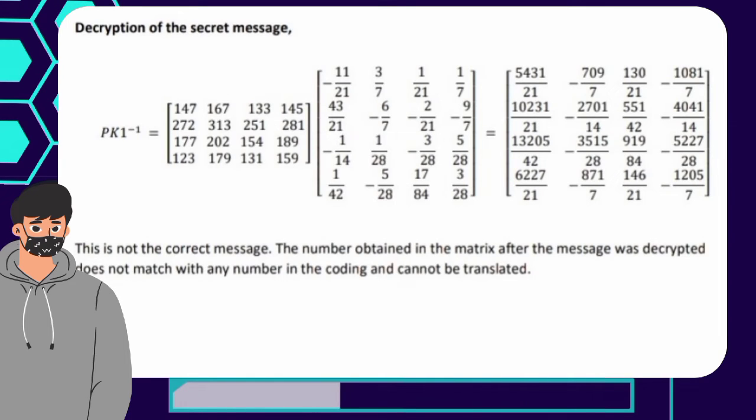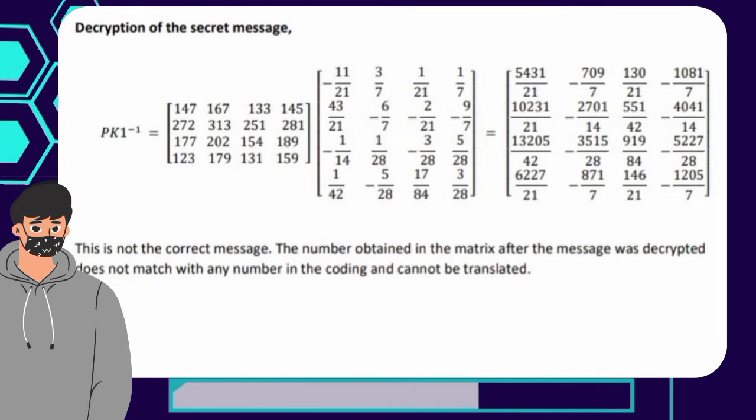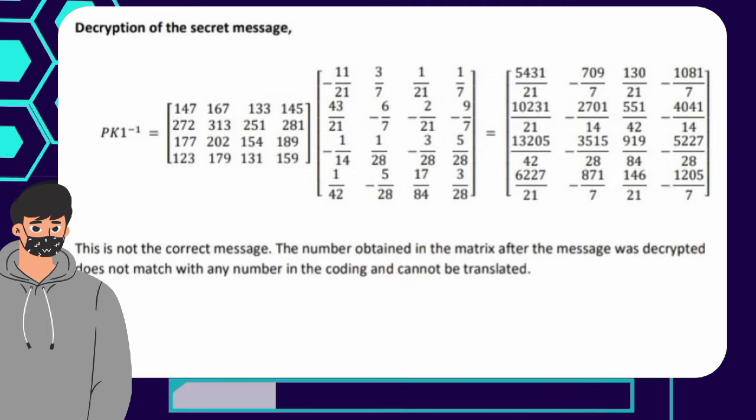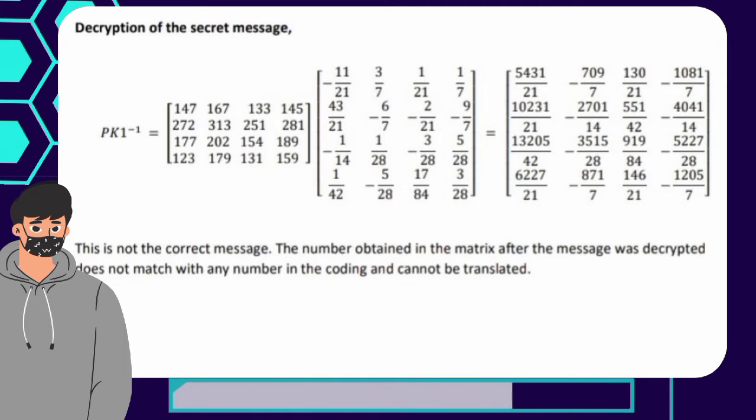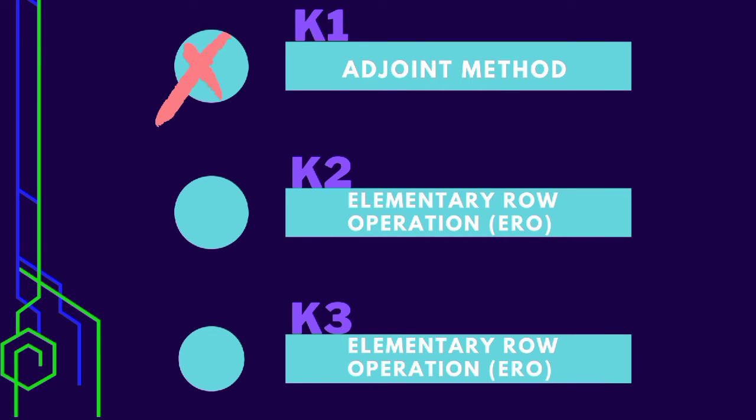According to the result, this is not the correct matrix because the numbers obtained in the matrix after the message was decrypted cannot be translated. It seems like K1 is not the answer. Let's move to K2.